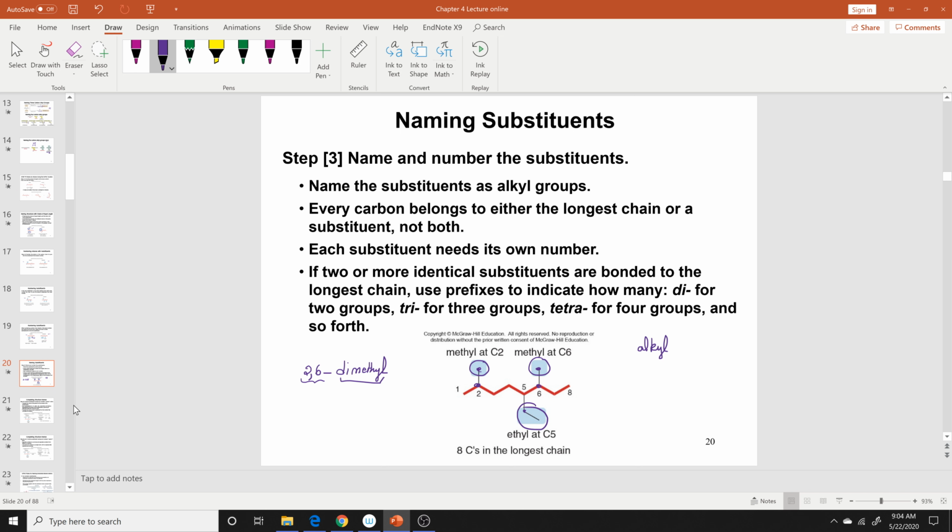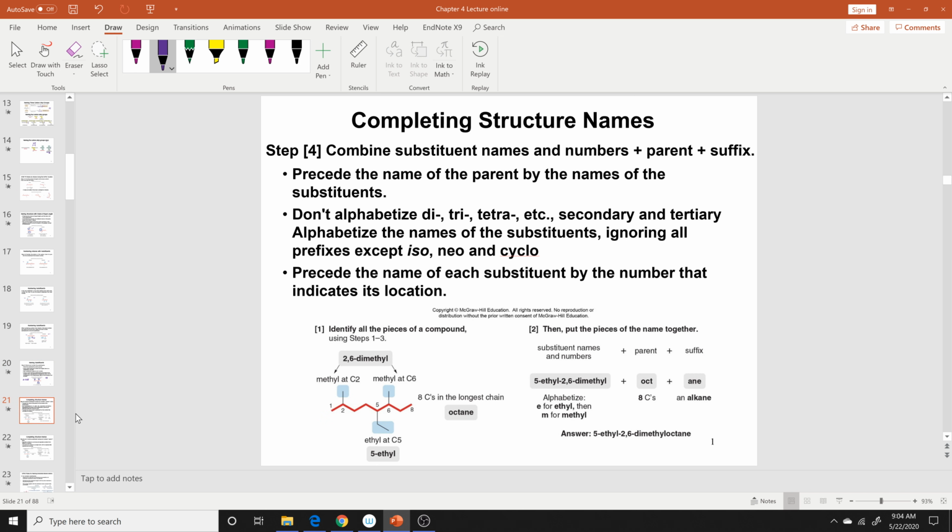It's not right. Okay. And after you do this, you need to arrange them in alphabetical order. To arrange them in alphabetical order, normally we ignore the prefixes di, tri, tetra, penta. We don't look at those, so we look at the M and we look at the E.